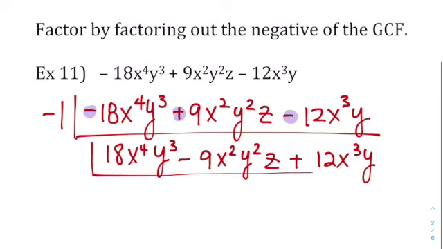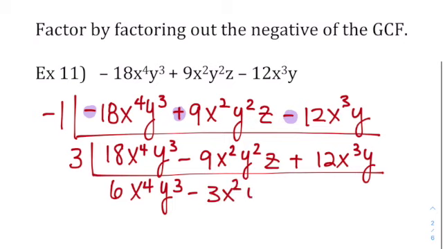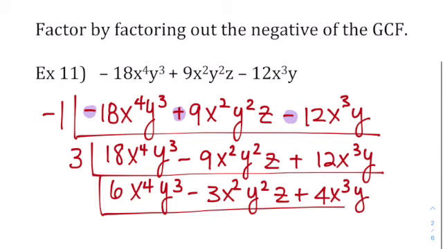Now what you're going to do is pull out things that are in common, and in this case I can totally see there's a 3. That's 6x to the fourth, y to the third, minus 3x squared, y to the second, z, plus 4x to the third, y. And then I'm going to see, can you guys catch this? I'm going to pull out all the letters they have in common. So x to the fourth, x to the second, x to the third. What is the lowest x? That's x squared.